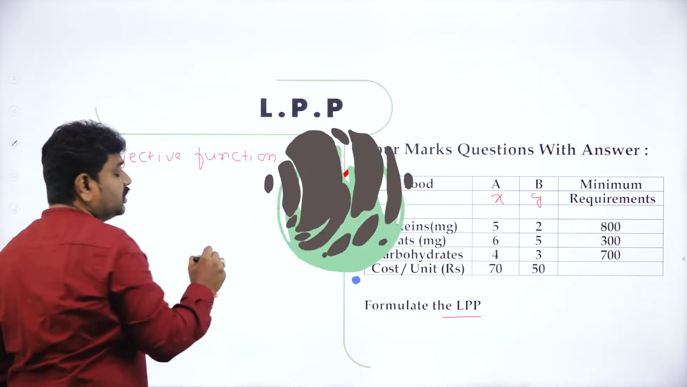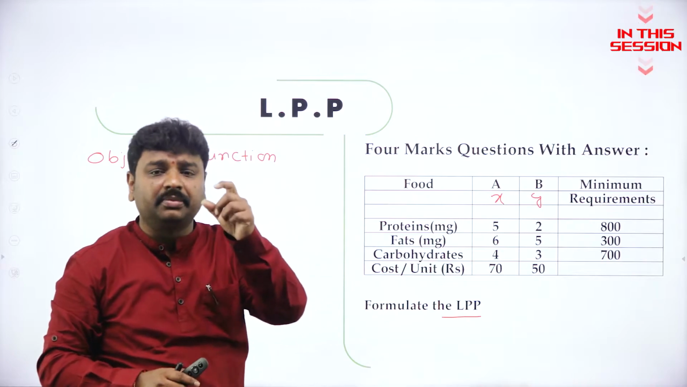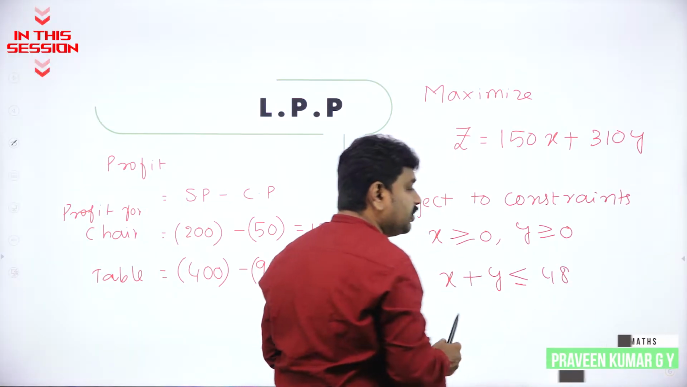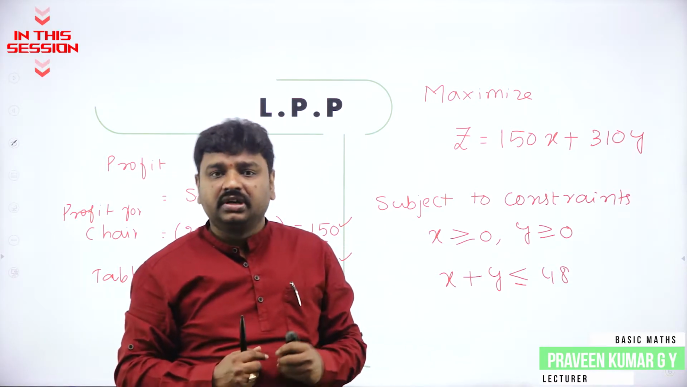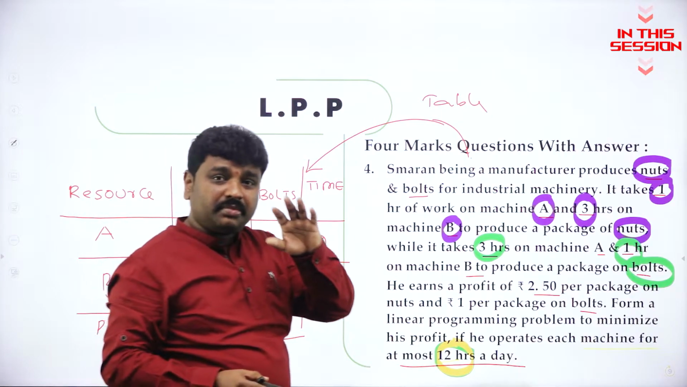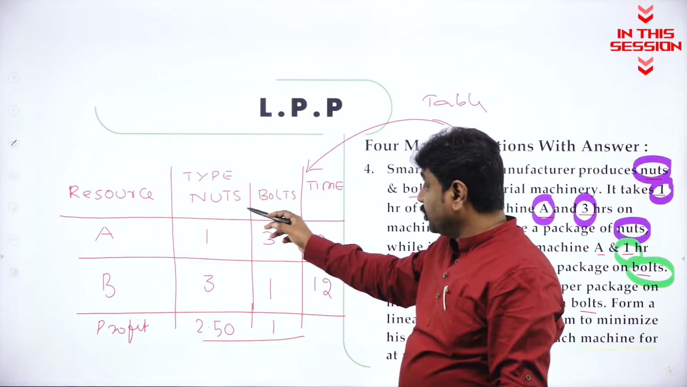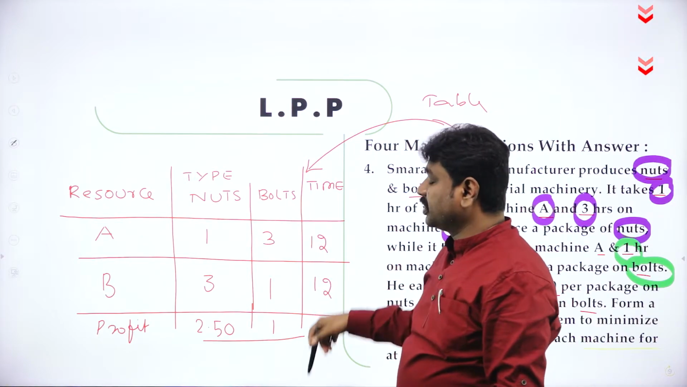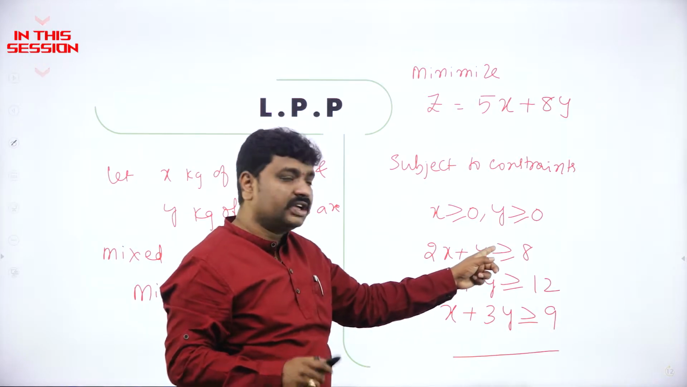What is objective function? Objective function means a function which you need to maximize or minimize, optimize. Y less than or equal to 48 because he has space for 48. If he takes the 49th, you don't have space to put it. You may get profit, but you don't have space. So for any manufacturing problem, make 3 columns: one is resource, the other one is type of goods, nuts and bolts, the other one is time cost. Then protein minimum requirement is 8. So protein after you mix should be greater than or equal to 8.